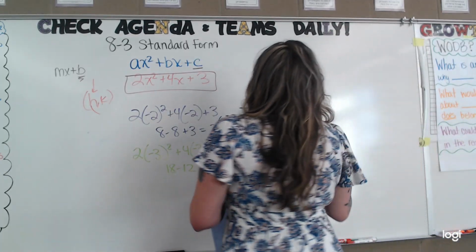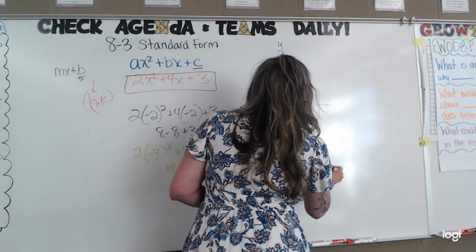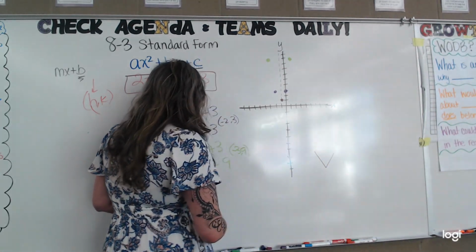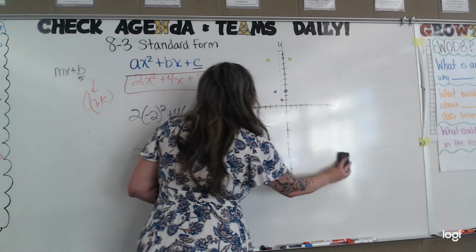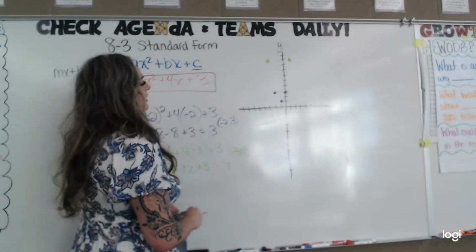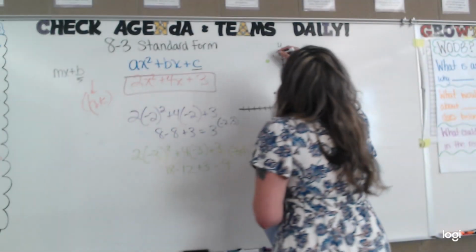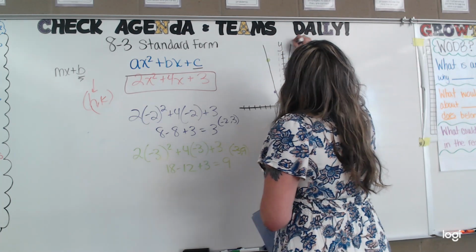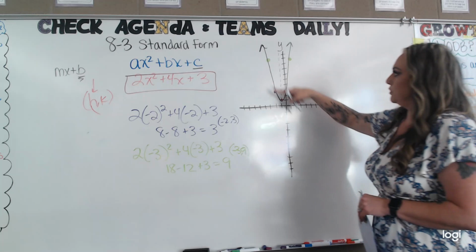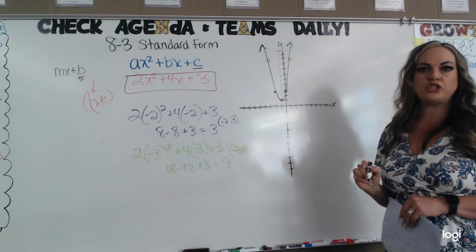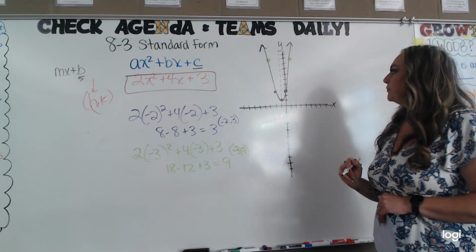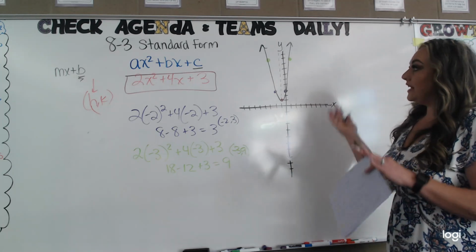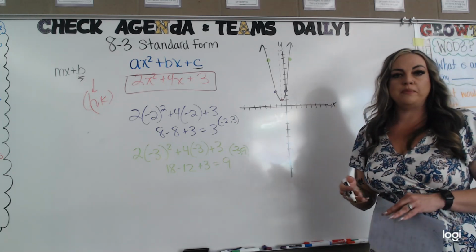And we are not doing this. Okay, I saw that we're not doing that. It is not an absolute value function. It curves. So we just do our best to curve it through the points, making a U shape, not a V shape. And that is how we graph from standard form.